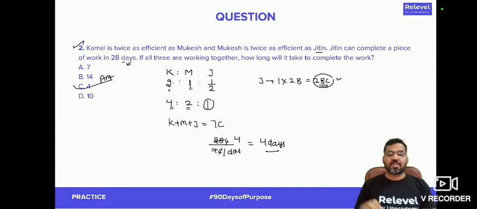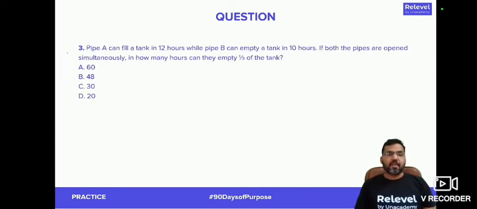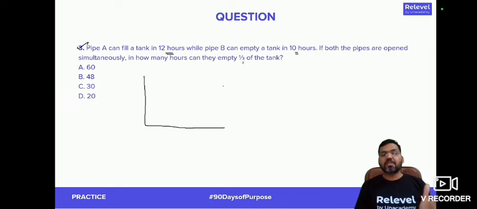Look at question number 3 now. Pipe A can fill a tank in 12 hours, while pipe B can empty a tank in 10 hours. If both the pipes are open simultaneously, in how many hours will they empty 1/3 of the tank? Okay, this is not a different question. This is the same as the previous questions that we have been doing. In the previous two questions, we were defining our work as eating chocolate or any number of units of work. Here, our work is to fill or empty the tank.